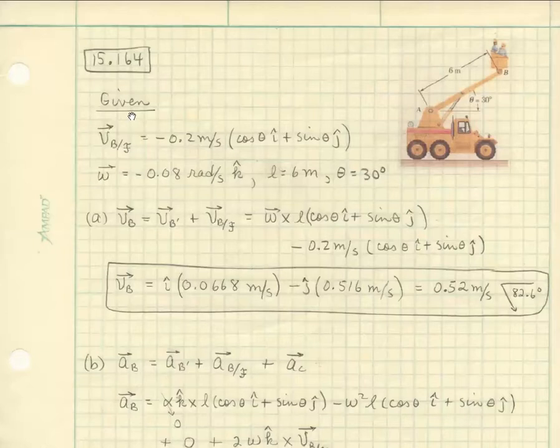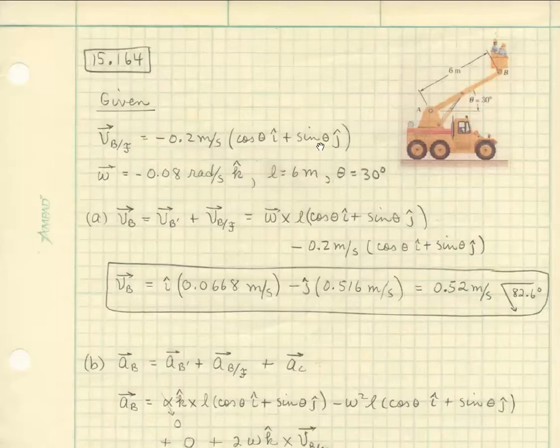Problem 15.164 involves this bucket and lift mechanism. The bucket is being retracted in this direction, and it's also being, this arm right here is being lowered. So we have a velocity of the bucket with respect to the frame. There's going to be minus 0.2 meters per second.